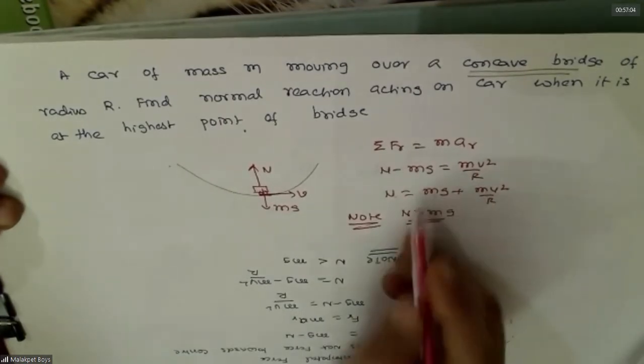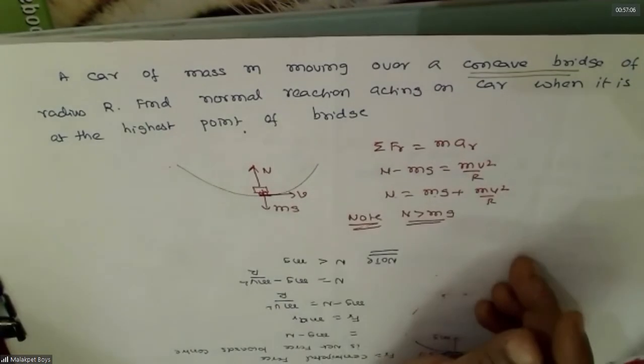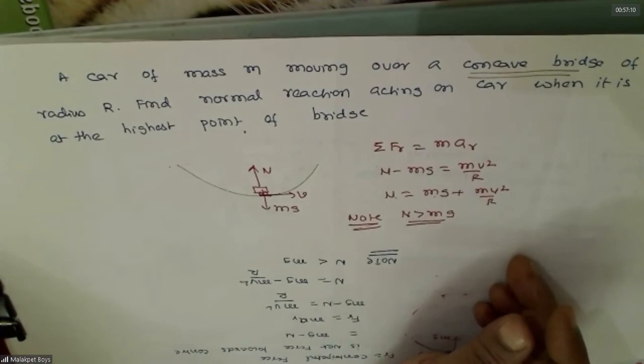Suppose V is 0, N equals mg. So generally people will take that the normal reaction is always equal to mg. That is wrong. It need not always be equal to mg. It may be greater than mg or less than mg. Shall I go ahead?